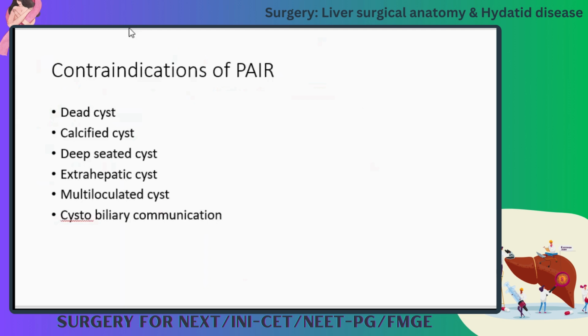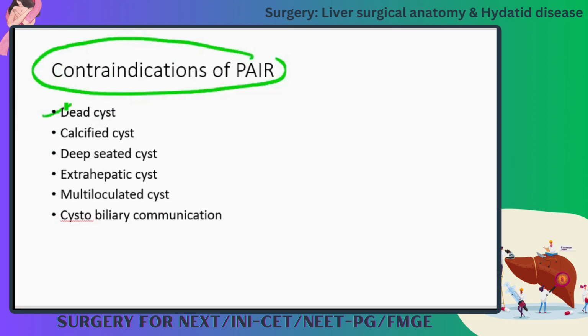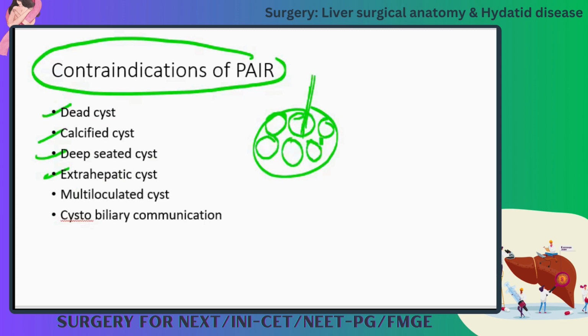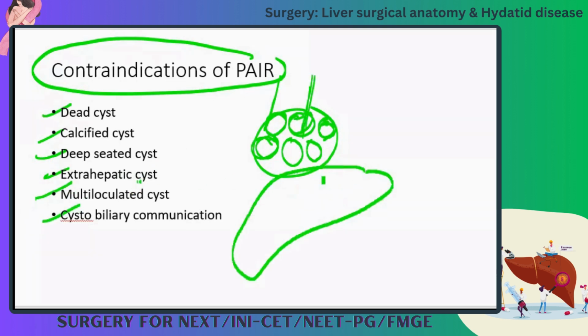So what are the contraindications for PAIR? In which patient can you not do this PAIR? If it is a dead cyst or a calcified cyst, your needle won't go inside. If there is a deep-seated or extrahepatic cyst, your needle will not go. Multiloculated cyst: if there are multiple locules, as in type 3, you will just aspirate one and the others will remain. So you cannot go into a multiloculated cyst. And if there is cystobiliary communication, that is, there is a gallbladder and bile duct here, and a cyst here, there is a cystobiliary communication.